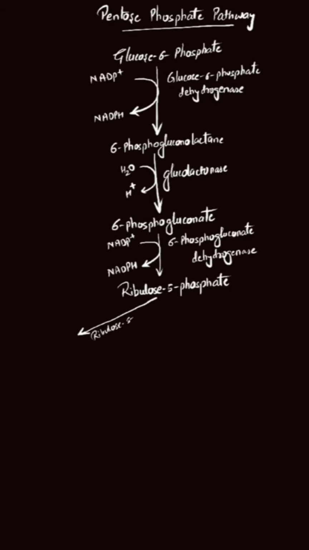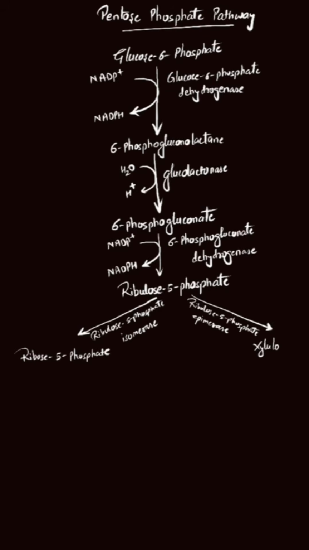The second stage is isomerization and epimerization of ribulose 5-phosphate. In this, ribulose 5-phosphate is converted to ribose 5-phosphate by ribulose 5-phosphate isomerase or to xylulose 5-phosphate by ribulose 5-phosphate epimerase. The relative amount of ribose 5-phosphate and xylulose 5-phosphate produced from ribulose 5-phosphate depends on the need of the cell. For example, ribose 5-phosphate is an essential precursor in the biosynthesis of nucleotides.